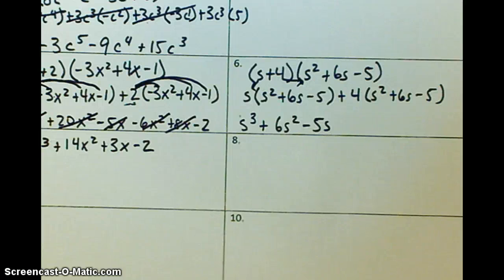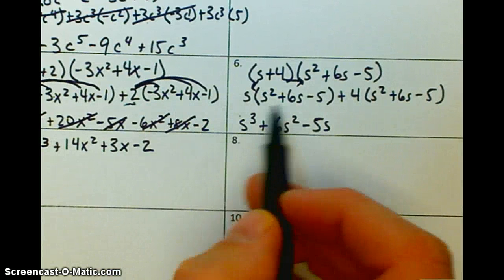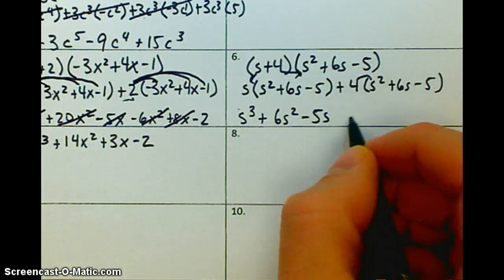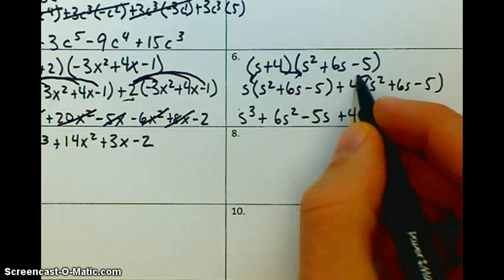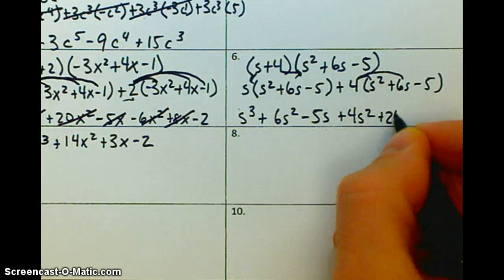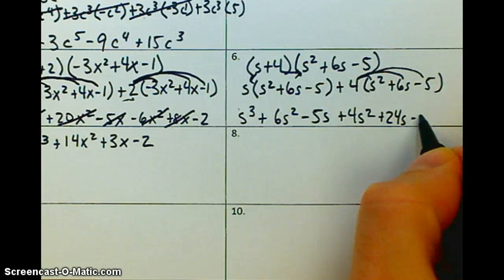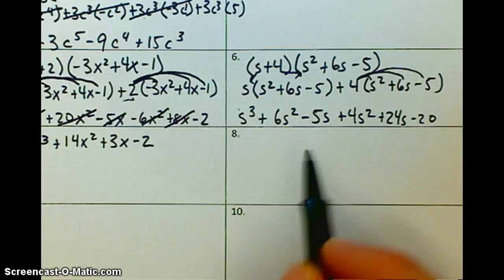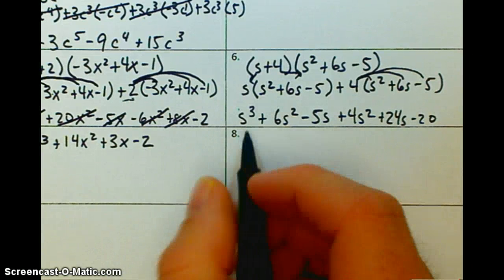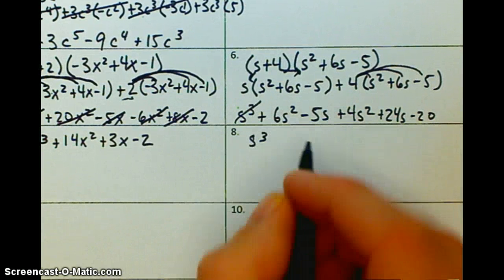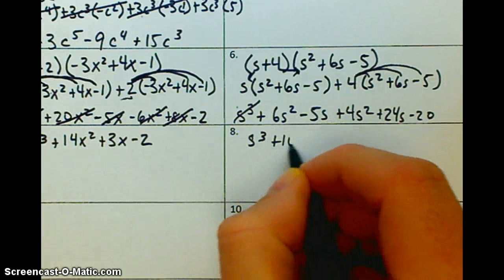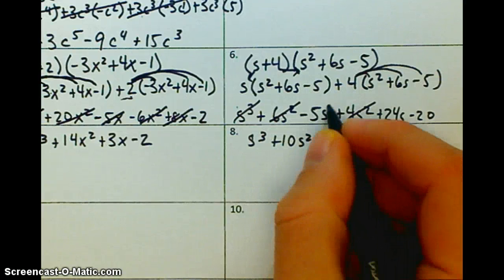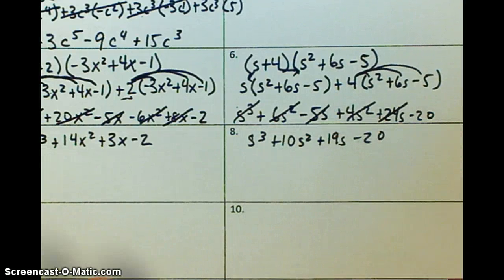Alright, so that's the first set done. Now let's do this. So 4 times s squared is plus 4s squared. 4 times 6s is plus 24s. And 4 times negative 5 is just negative 20. Alright, so we notice here that we're not completely done, because we have s squareds and s's here that we can simplify. So we have s cubed, that's gone. S squareds, we have plus 10s squared, plus 19s, minus 20. And now we're simplified.